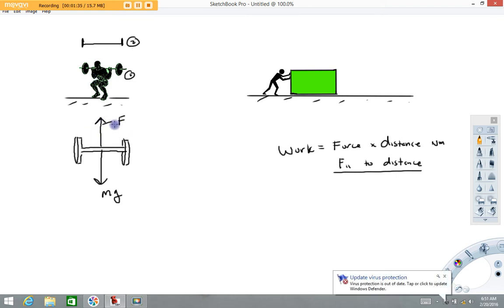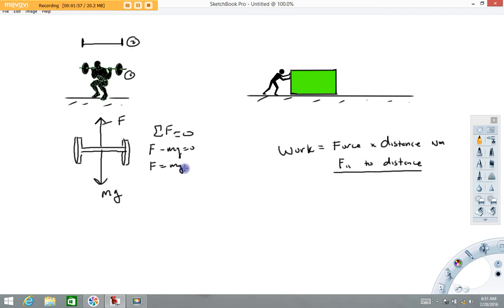If the person lifts the dumbbell slowly so that there's no acceleration, the net force on the dumbbell is 0. So we can write out, all right, sum of all forces would equal 0. And that means that this force minus mg would equal 0. So the force that the person applies is equal to mg, the weight of the dumbbell. That's not too surprising. Right? The work done is going to depend on the height difference between 1 and 2. So I'm going to give this a name here. I'm going to call this distance h.